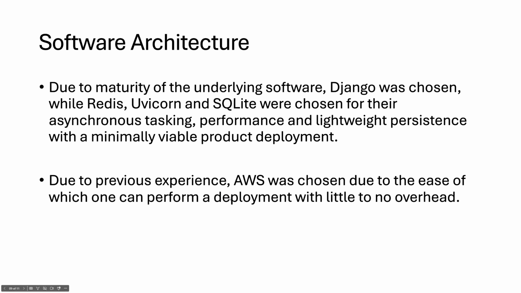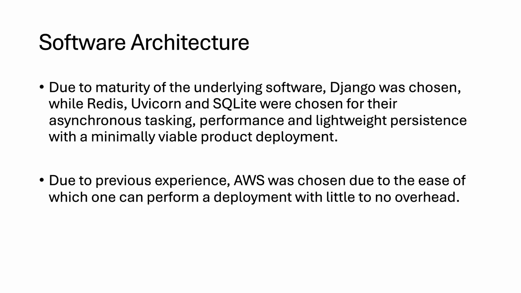Now, software architecture. Due to the maturity of the underlying software, Django was chosen with Redis for, at least, the local in-memory version, Redis for persistence, Uvicorn, moving on to Gunicorn, which is HTTPS over HTTP, and SQLite for the database. These were chosen for their asynchronous tasking, performance, and lightweight persistence with a minimally viable product deployment.